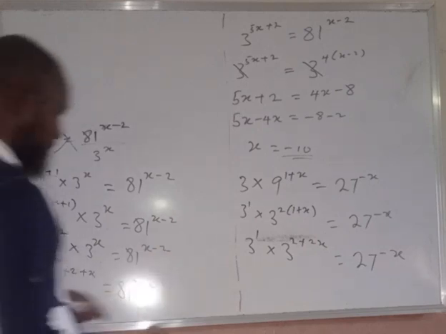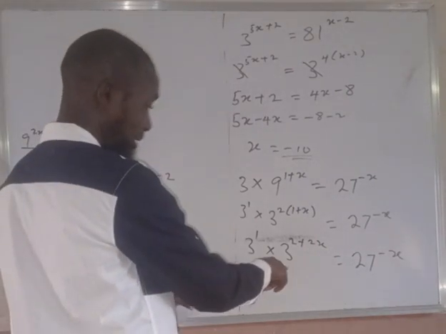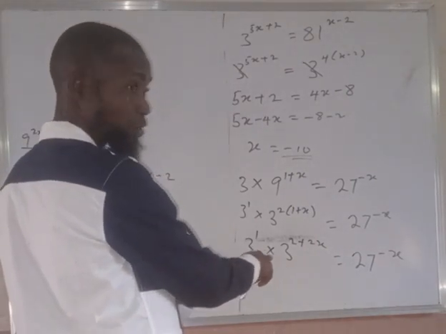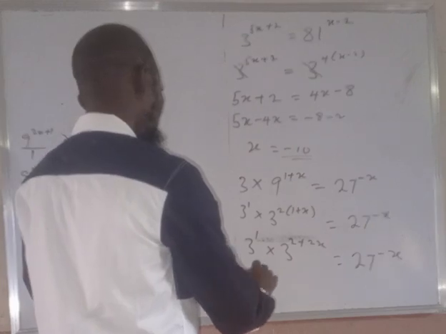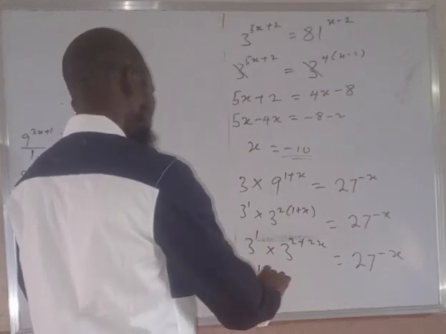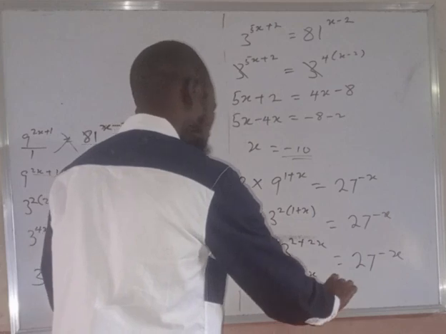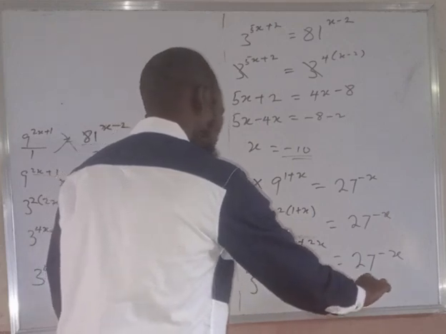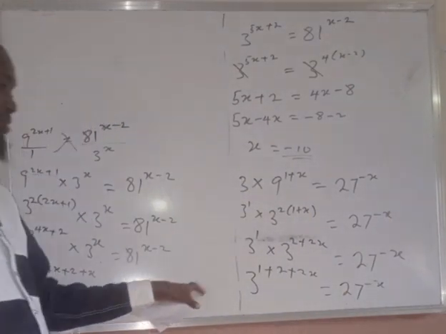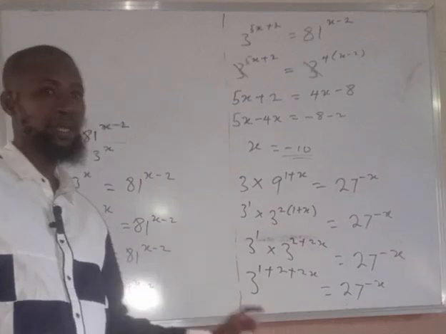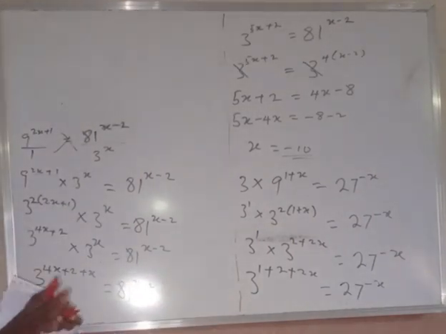All right, I can still use this place. Now, our base is the same. Times will now change to plus. We now have 3 raised to power 1 plus 2 plus 2x is equal to 27 raised to power minus x. So I asked you the other time, but you said you prefer this style because the majority of you are just learning it.